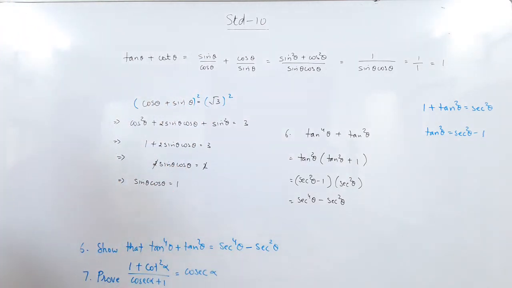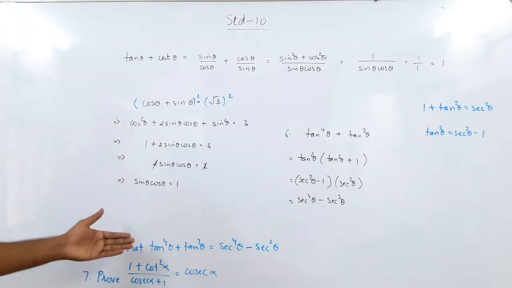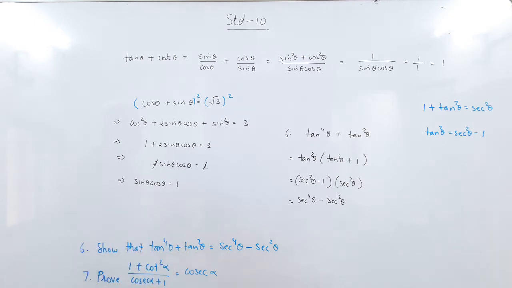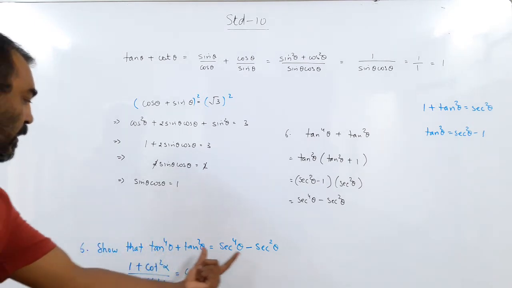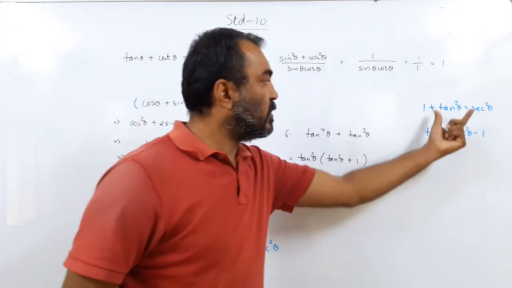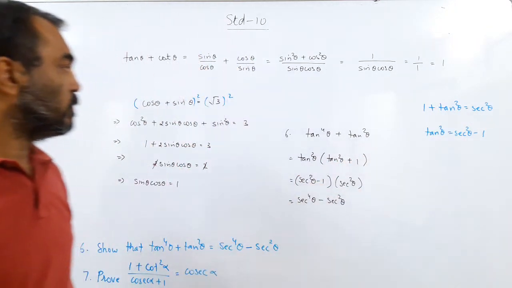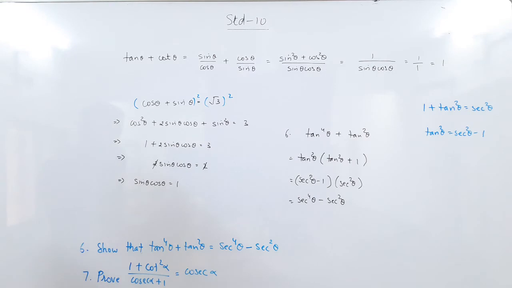Hence proved. So here there is no need for me to convert the sin theta into cos theta, because you see the sum started with tan theta and reached sec theta. These are the identities I need to use. So what is very important here is choosing the identities.